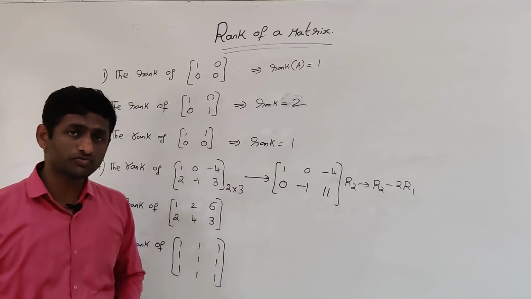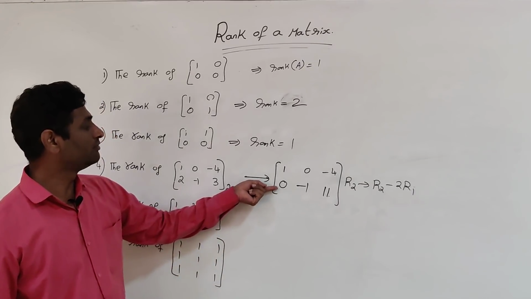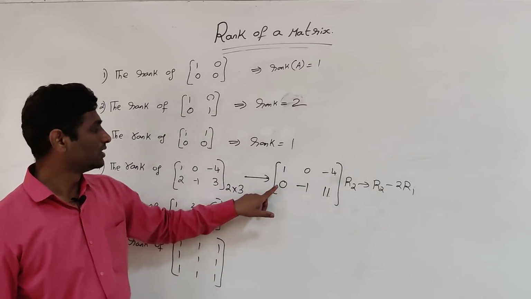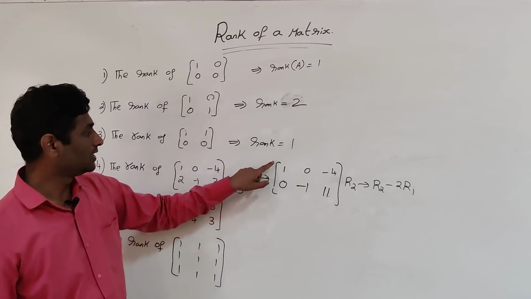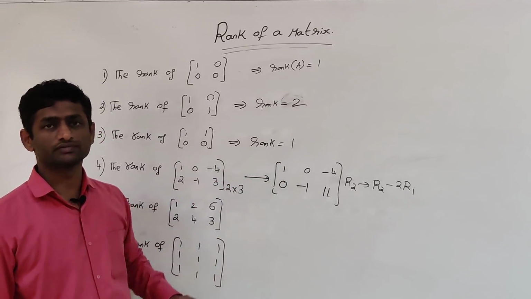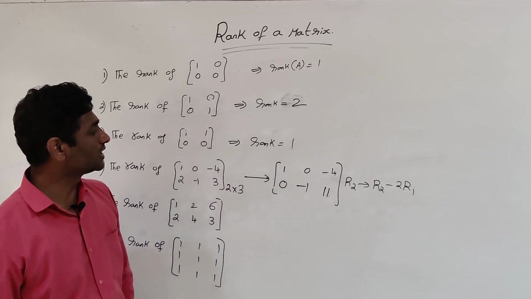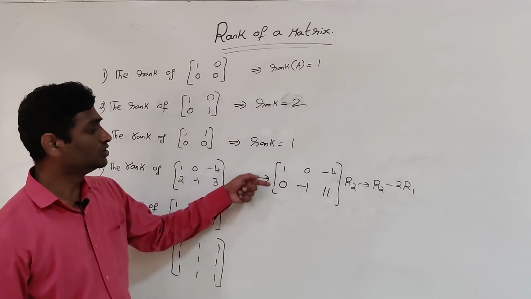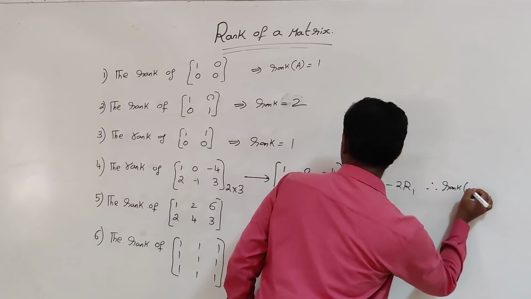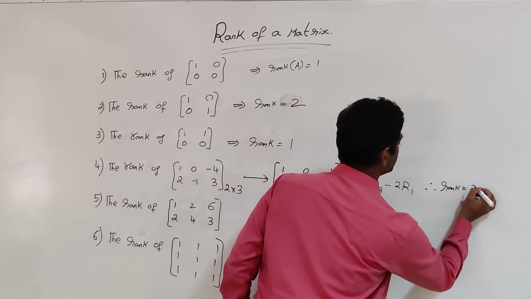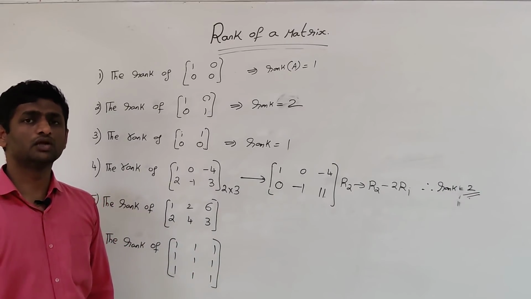Now it is in echelon form because the zeros before 1 are none, and the zeros before minus 1 are 1. There are no zeros before 1 here, so 0 is less than 1. So it is in echelon form. And how many non-zero rows are there? Yes, there are 2 non-zero rows. Therefore, the rank is equal to 2, by converting into echelon form using elementary row operations.